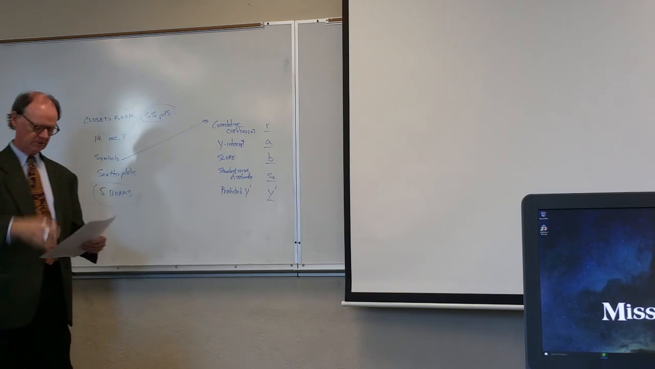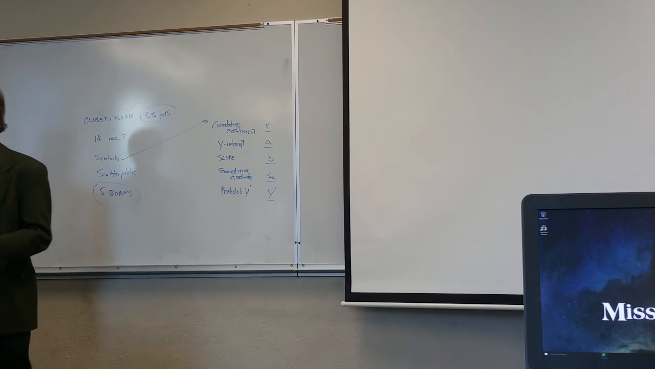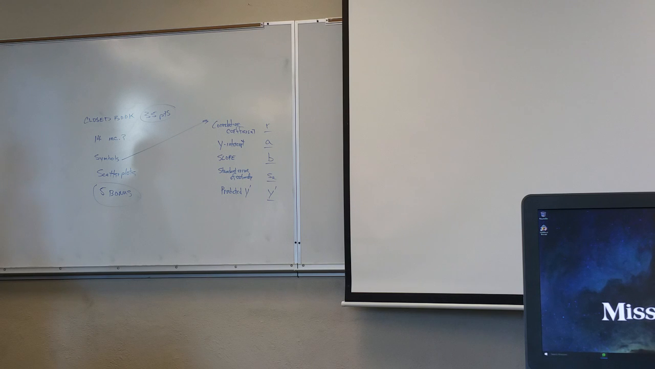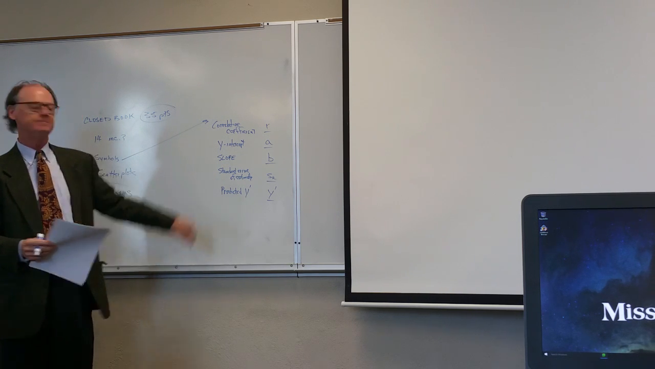Predicted y is 5. And then there's... It's the only symbols we have. What does the fourth one say? What is the fourth one? The standard error of estimate. Okay.